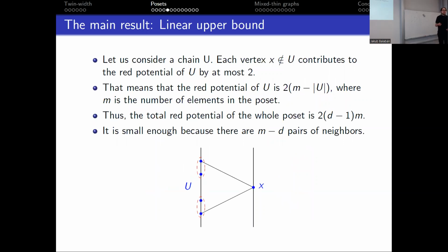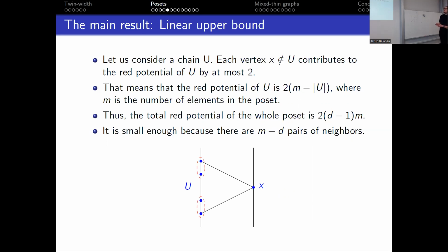So how can we prove that the total red potential is small? This is the first step, at the beginning. Now there are no red edges so far. So if there are no red edges in the poset, then I fix some chain U and some other vertex X, which is not in the chain. And we observe that X contributes to the total red potential of U, so the red potential of all pairs of U, at most twice, because only to these two possible contractions: all vertices above here are greater than X, all vertices here are incomparable to X, and all vertices here are smaller than X. So X contributes at most the value 2 to the red potential of U, and this holds of course for every possible choice of X.